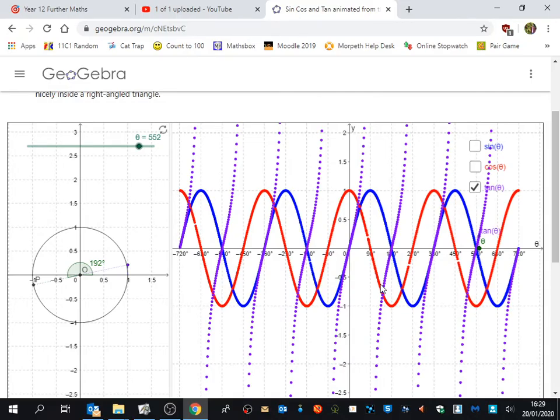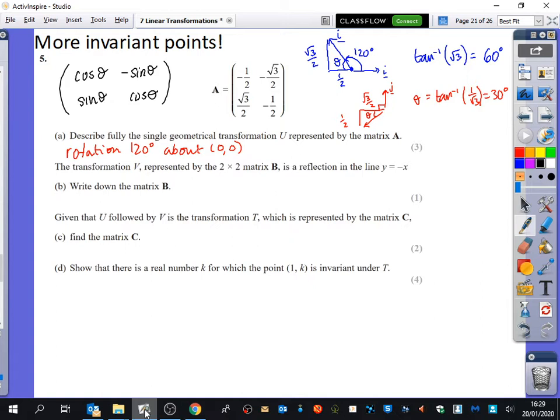So that's why it's better to draw the diagram until we get really good at solving trig, which we just won't be doing for a couple of months in regular maths, okay? But you can still think about it if you want to and try out these things on your calculators. So transformation V represented by the 2 by 2 matrix B is a reflection in the line y equals x. Right, let's try and construct that. Or do you think we can do that without a diagram? I don't know if I can.